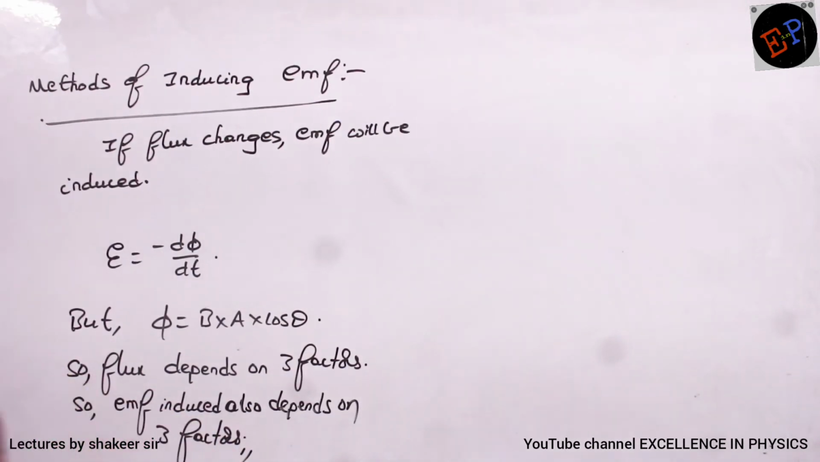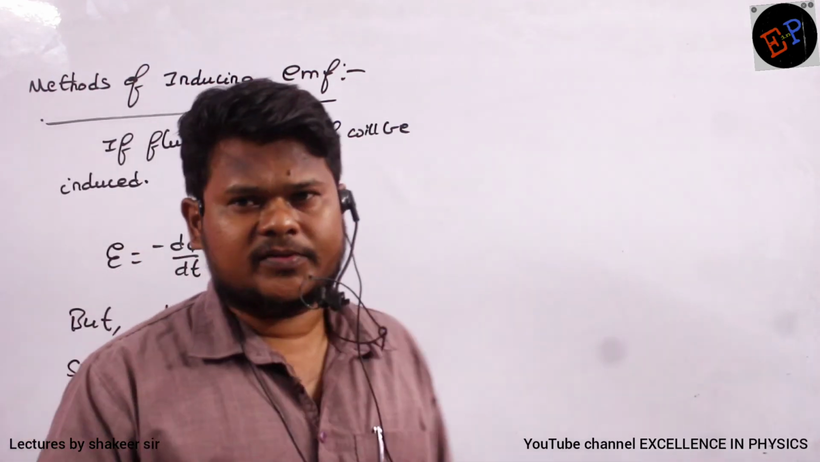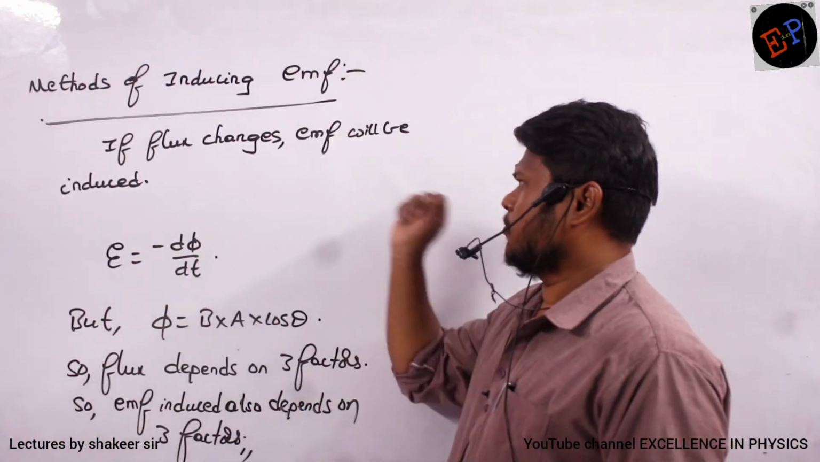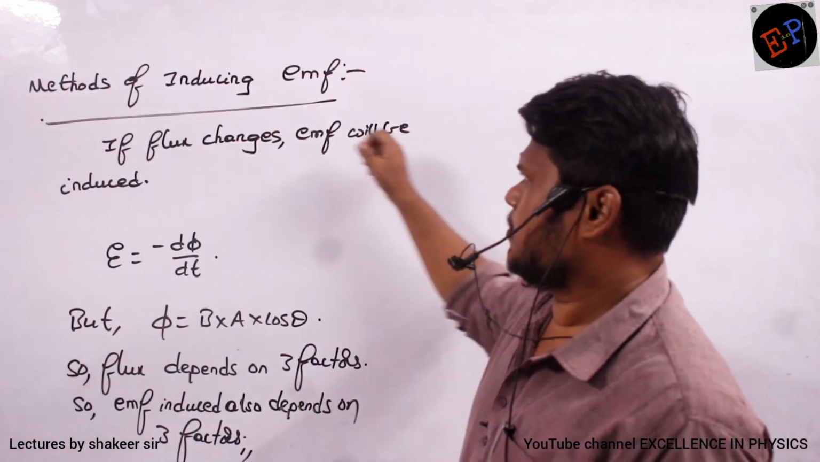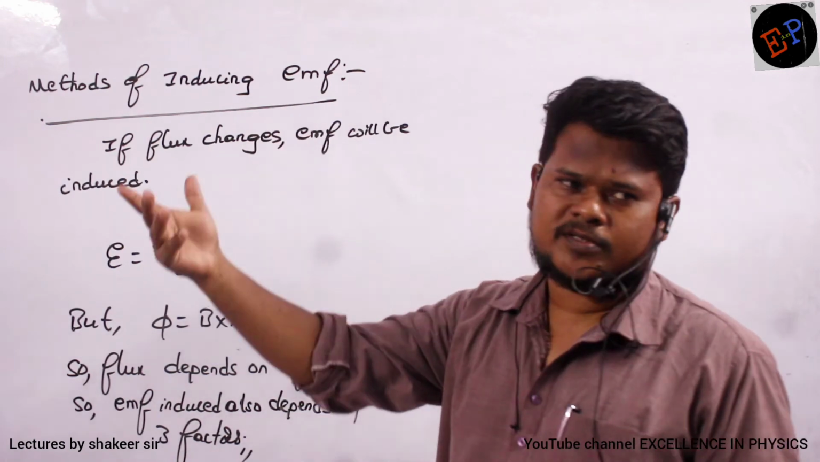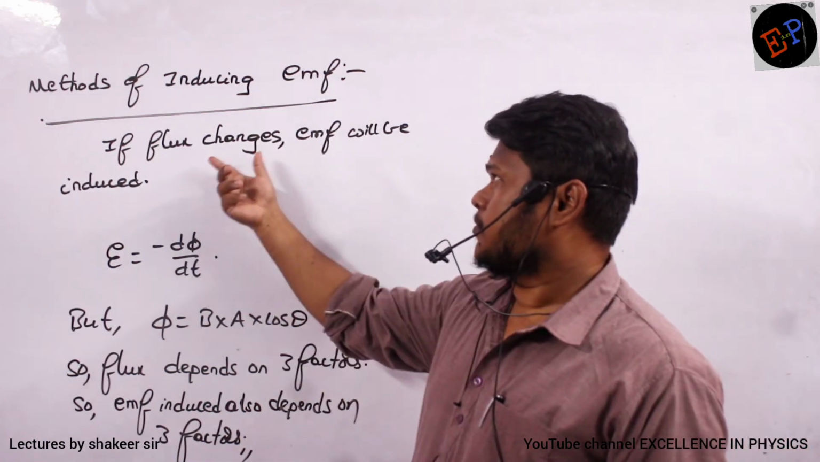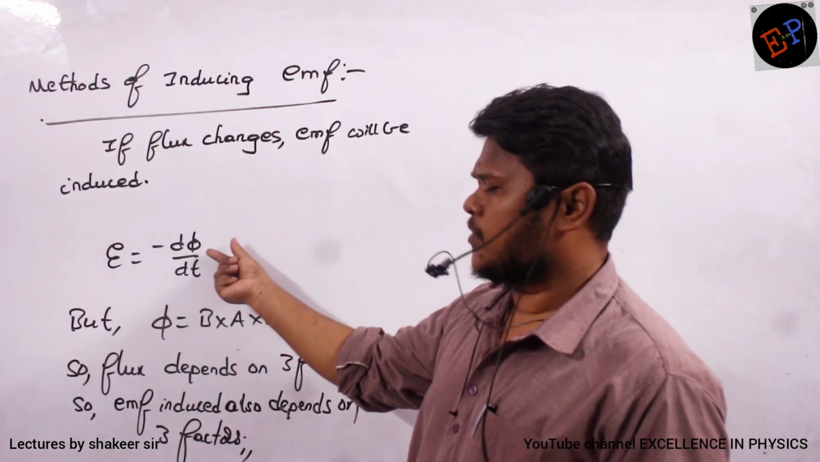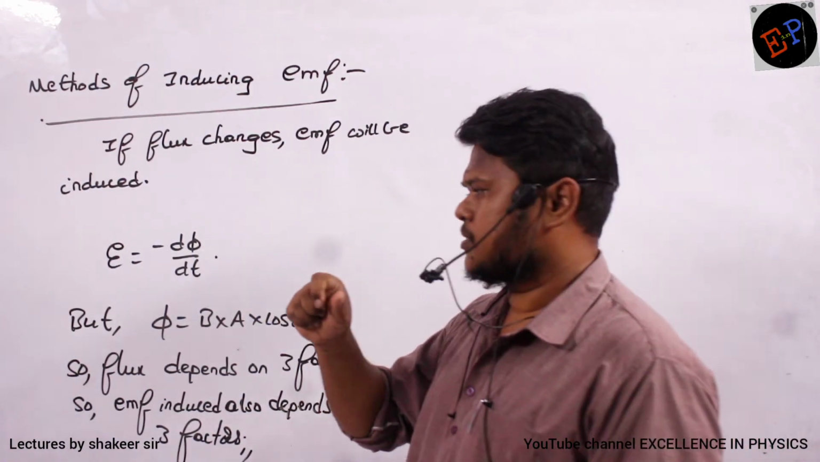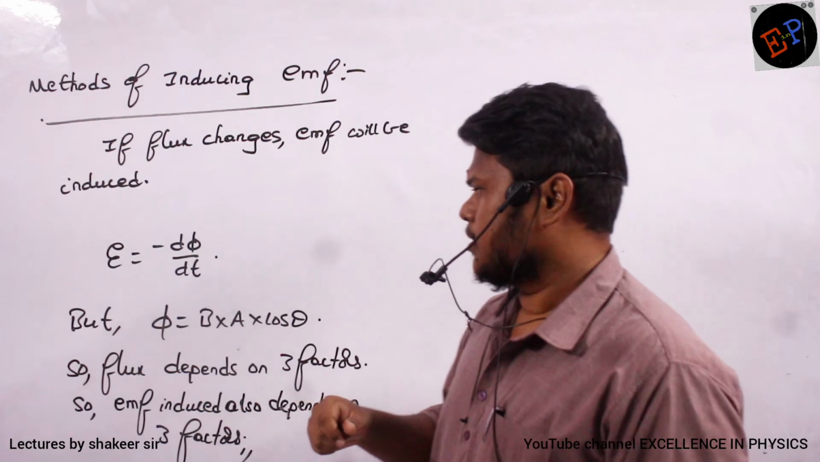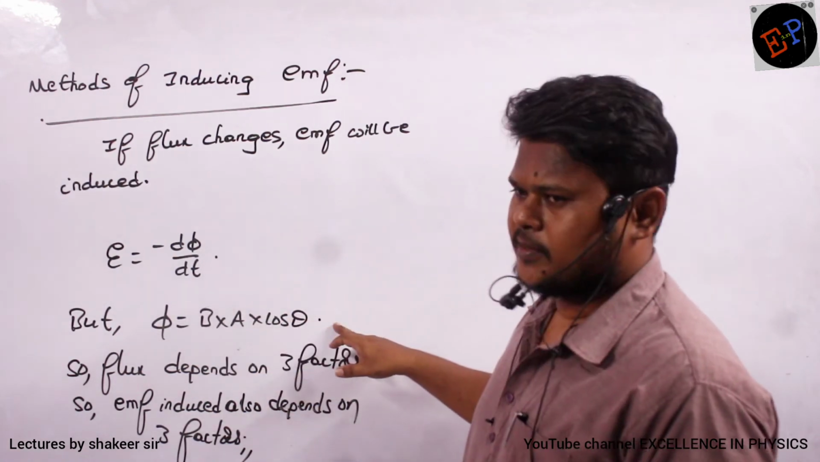Okay. See, now we are discussing methods of inducing EMF. How many methods are there so that I can induce EMF in the coil? EMF means potential difference so that current flows in the coil. EMF is induced in which condition? When flux changes. When the flux linking the coil changes, then EMF will be induced. And flux depends on how many factors?